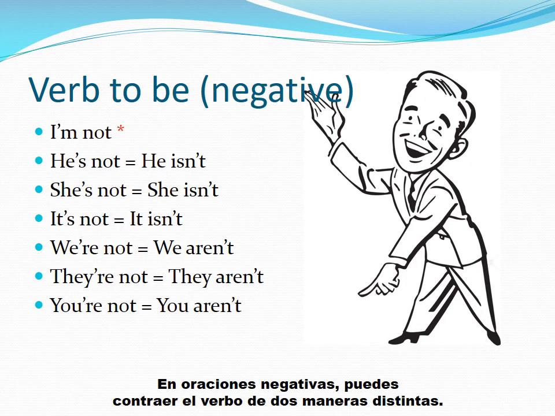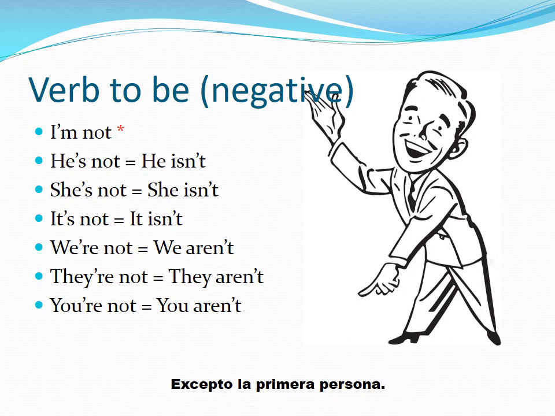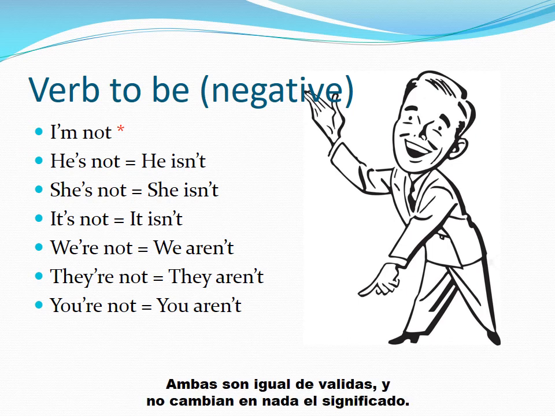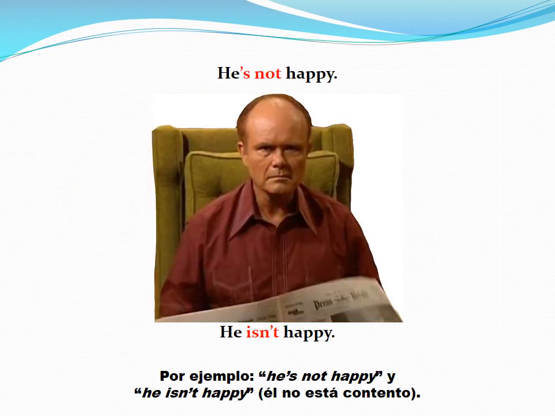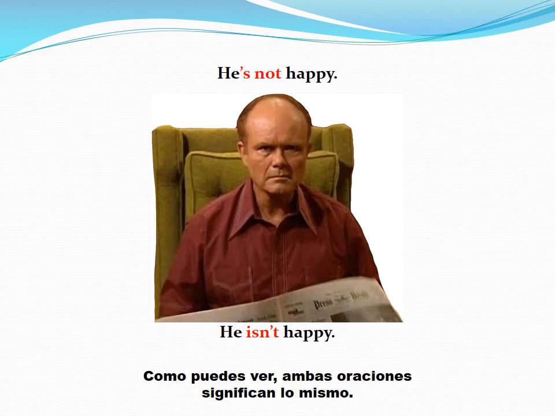In negative sentences, you can contract the verb in two different ways, with the exception of the first person. They're both equally valid, and it doesn't change the meaning. For example, he's not happy and he isn't happy. As you can see, both sentences mean exactly the same.